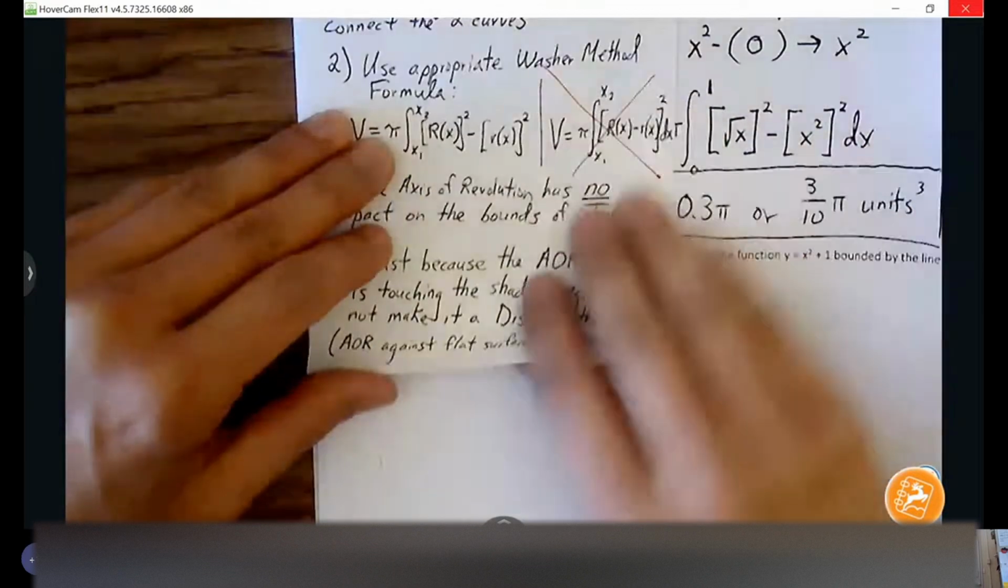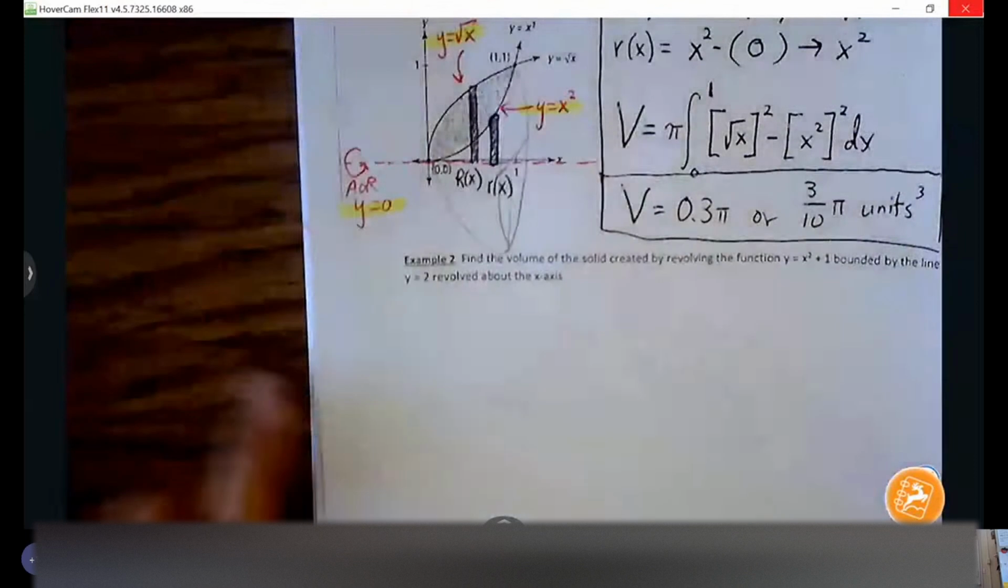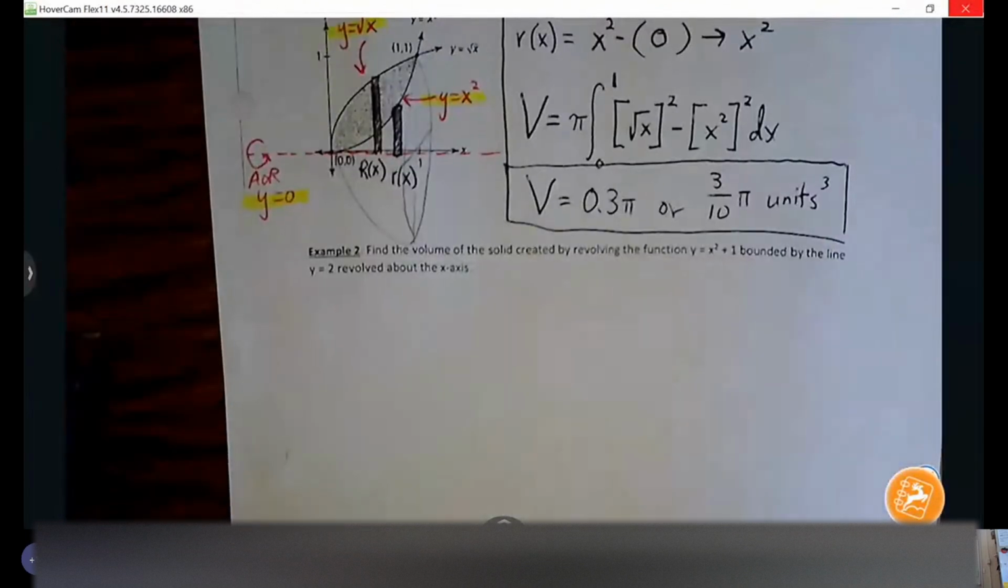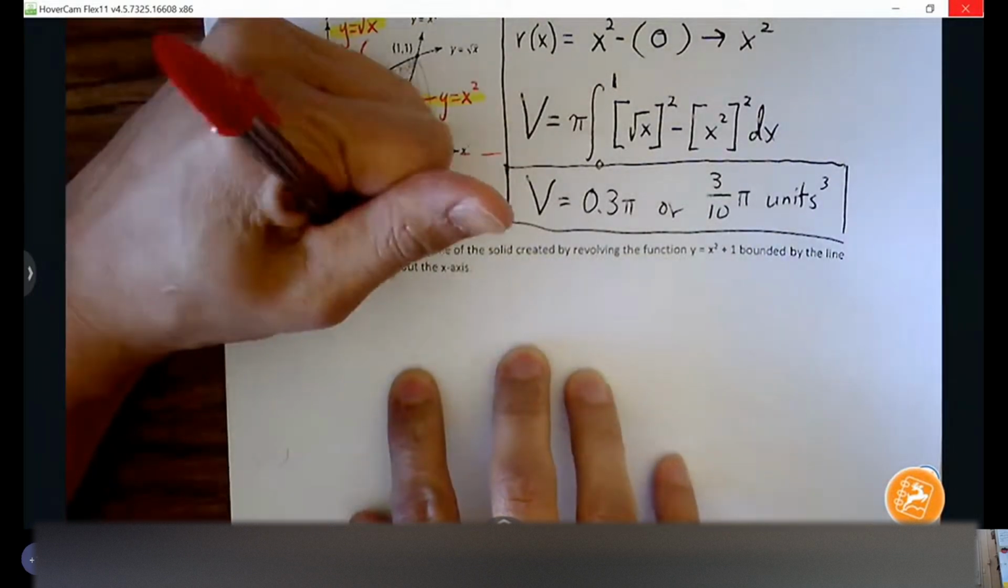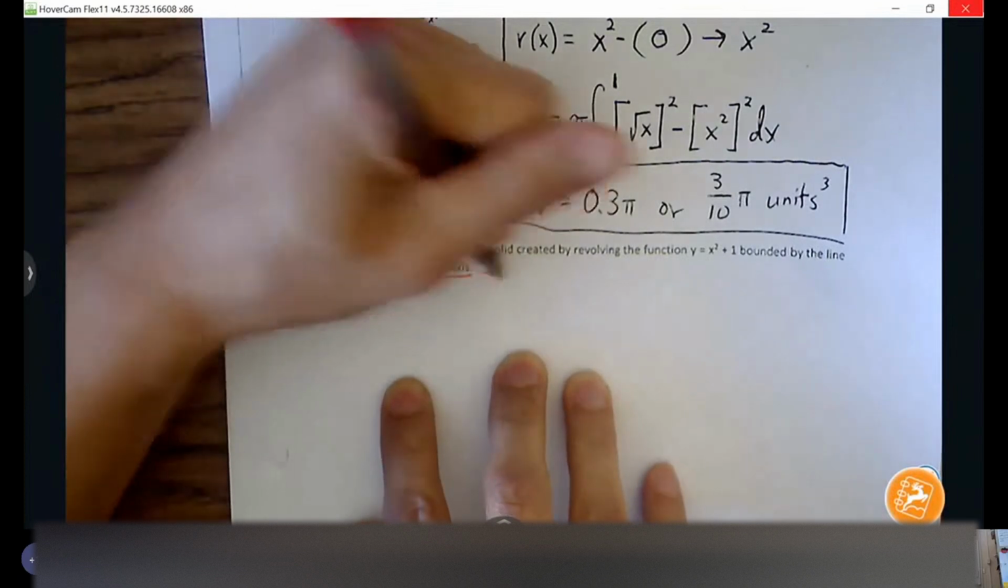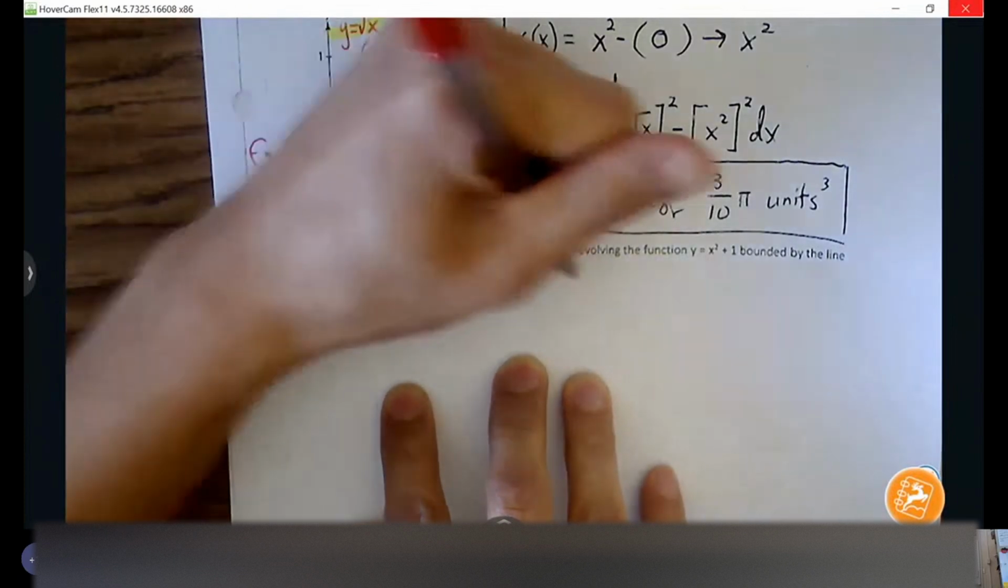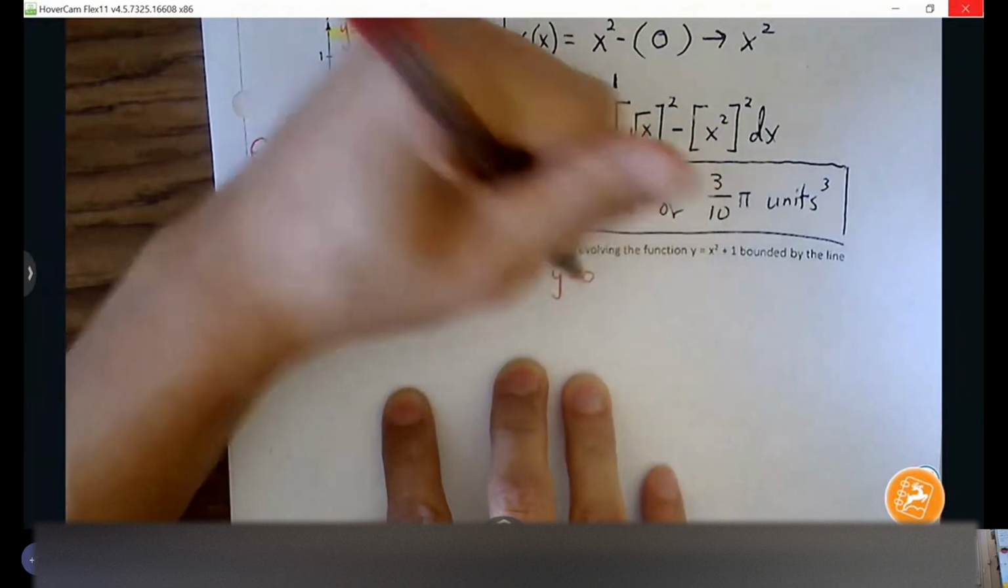Okay, let's go to example 2. Find the volume of the solid created by revolving the function y equals x squared, bounded by the line y equals 2, revolved about the y-axis. Okay, so again, I see the word revolving. I know that must be the axis of revolution, which is y equals 0. That's the x-axis.